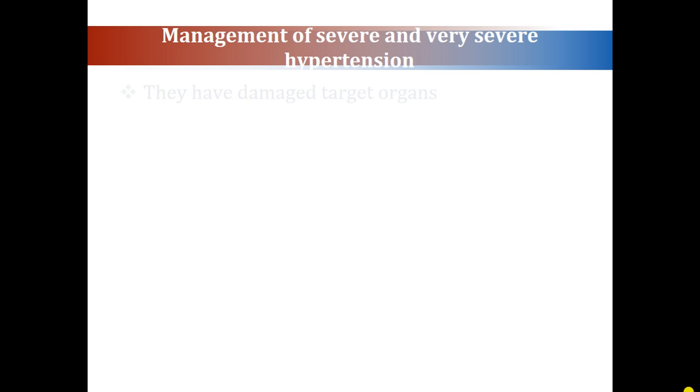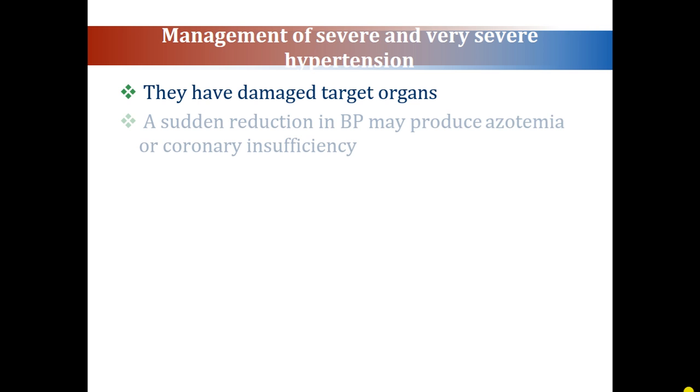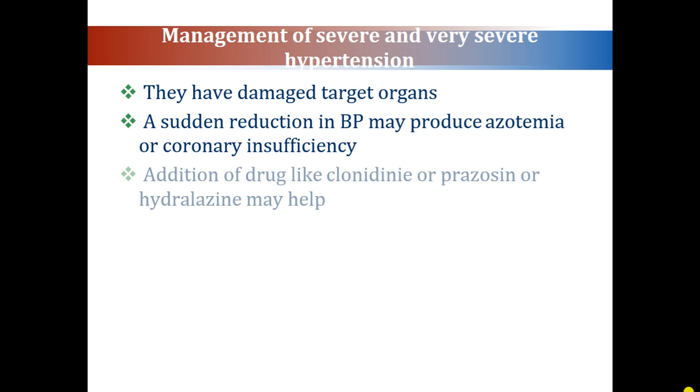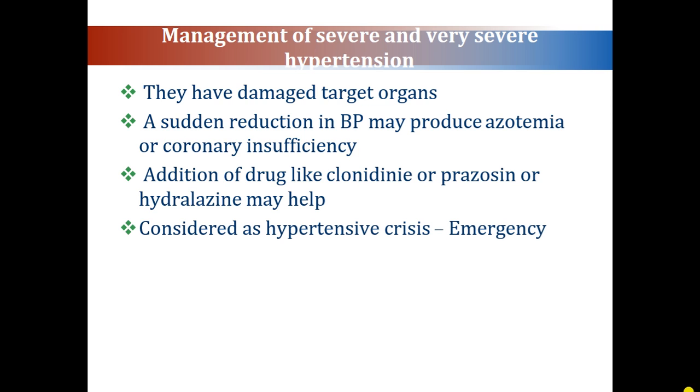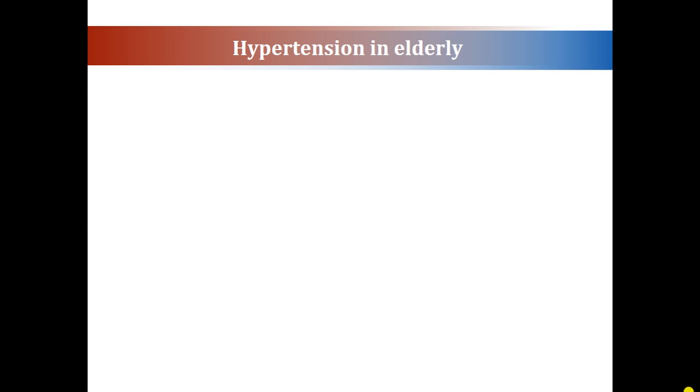In the management of severe and very severe hypertension, they have damaged target organs, so a sudden reduction in the BP may cause azotemia or coronary insufficiency. That is why sudden reduction is not advisable. Addition of drugs like clonidine or prazosin or hydralazine may be required in very severe cases and it may help. It is considered a hypertensive crisis and is treated as a medical emergency. The patient needs admission into hospital.